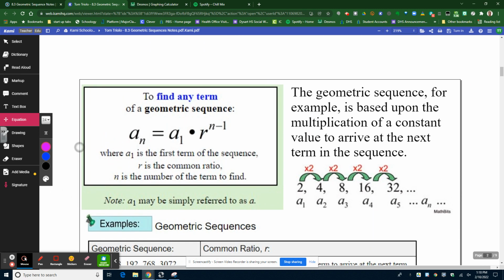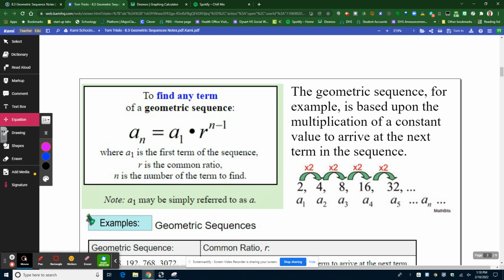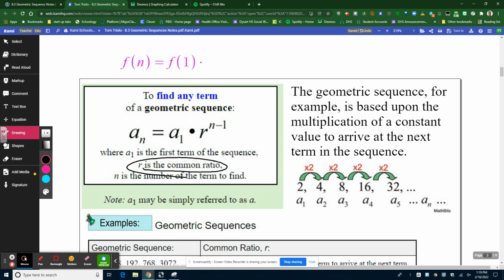All right. So, since it is multiplication, it will look like this. Right above here, though, I also want you to write function notation. So f of n is equal to f sub 1, or f of 1, times, what is r? Well, r is your common ratio.